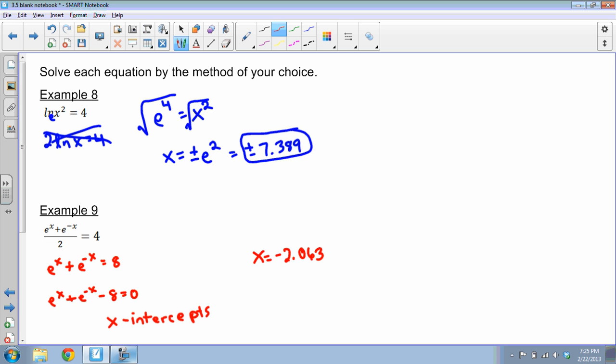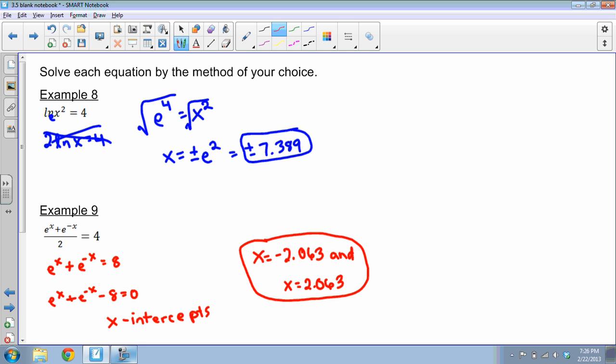So, second trace, calculate, left bound, right bound. Yes, please guess for me. No, it is 2.063, so this is really a plus or minus case. And x equals plus or minus 2.063.